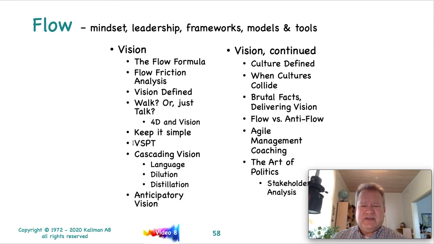We're going to talk about the VSPT model and the origins of that and how we modified that into flow. We're going to talk about cascading vision and some of the things you're going to run into, differences in language, dilution, how your message gets lost as it's communicated down through the organization. You're going to look at distillation and why that's so important. And then we're going to look at anticipatory vision, some of the work of Dr. Daniel Burris and how that dovetails right into flow.